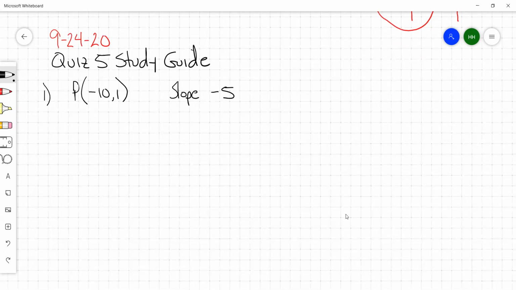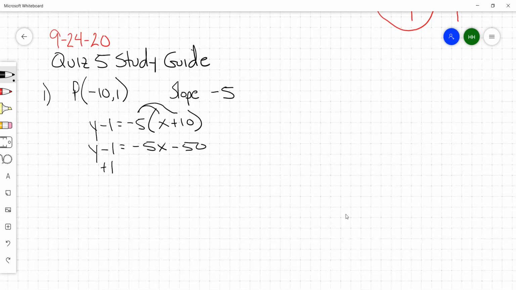So if you're given a point and you're given the slope, you write it in point-slope form first. So you would write y minus 1 equals negative 5 times x plus 10. That's point-slope form. You need it in slope-intercept. So I told you we distribute the slope. So y minus 1 equals negative 5x minus 50. And now if you add 1 to each side, then y is equal to negative 5x minus 49. And there's your equation in slope-intercept form.